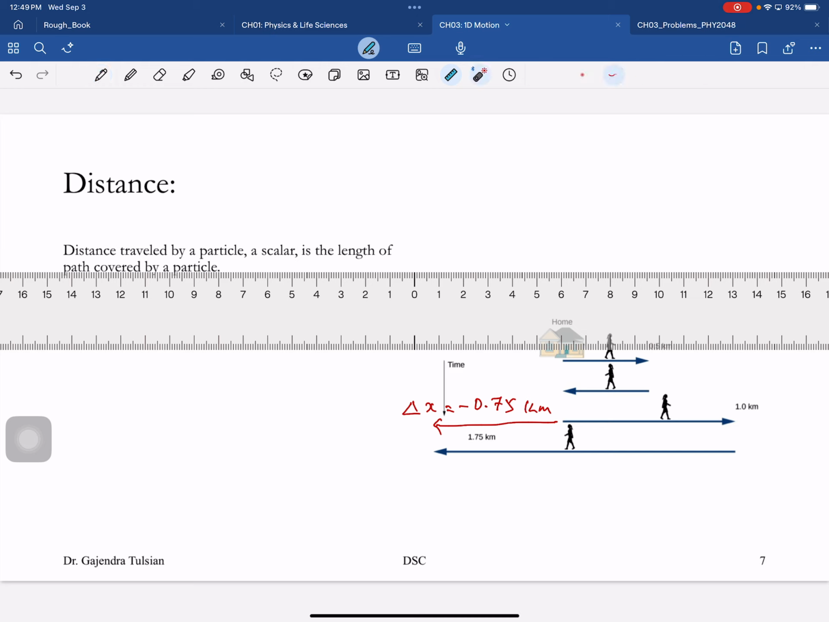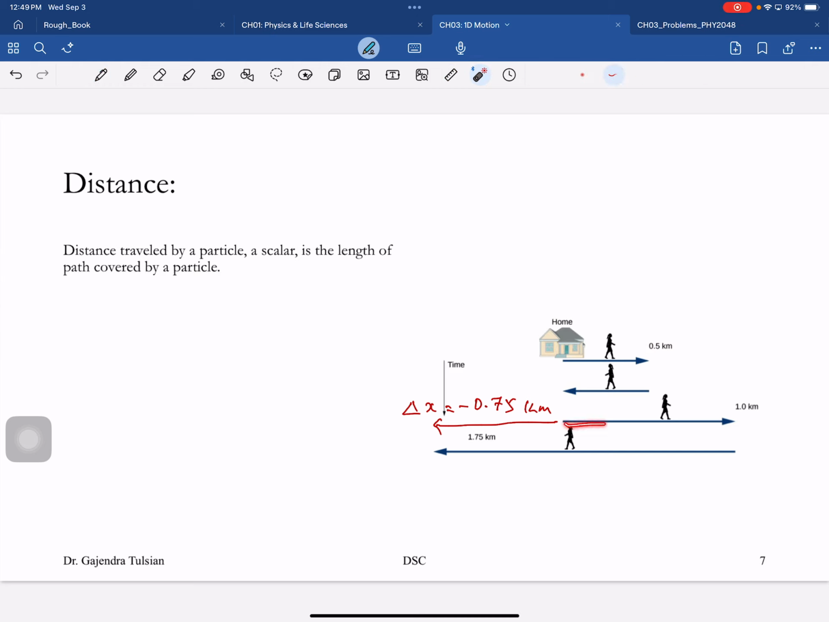What was the distance traveled during this journey? Yeah, 1.75 kilometers. Okay, and that's just a scalar quantity. It's just a magnitude. It doesn't have any direction. Why is it 1.75 if it goes forward and then comes back? Okay, 2.75 kilometers. So the distance traveled was 2.75 kilometers.